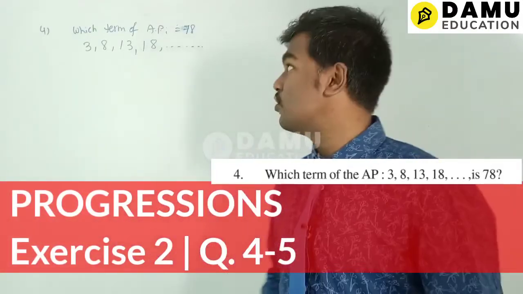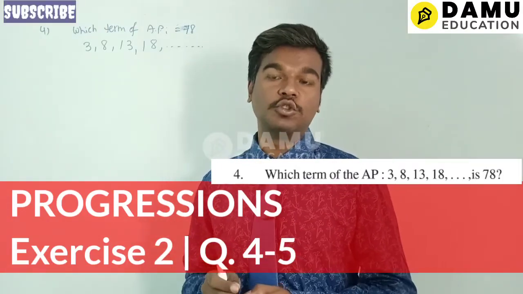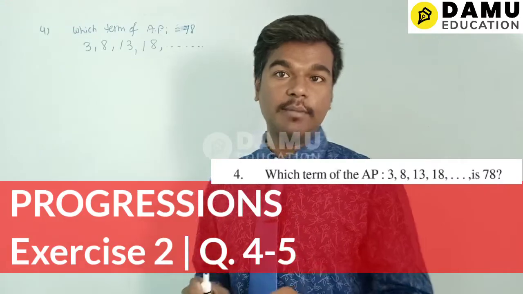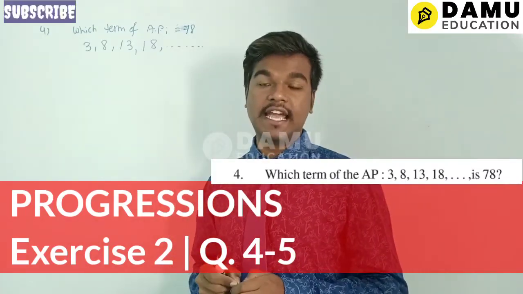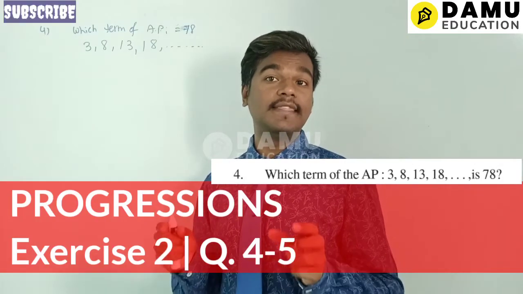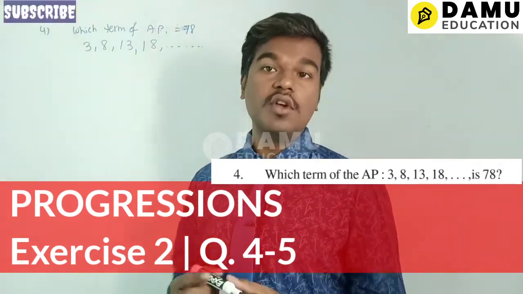So in this module, we are going to find the solution for the fourth question. What is the fourth question? Which term of the AP series 3, 8, 13, 18 is equal to 78? So we have to find which term. The nth term is given, so we have to find the n value here.